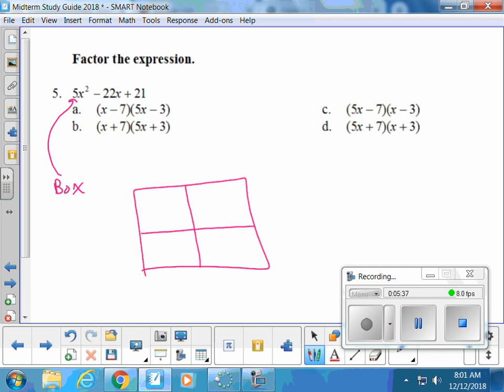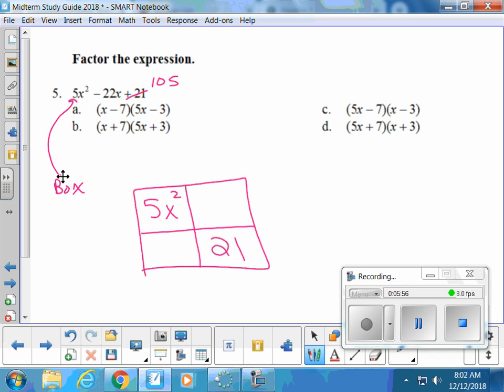Alright, so we're going to put a 5x squared in the upper left box. You're going to put a 21 in the lower right box. And just as a refresher, you want to take that 5 and multiply by the 21. It's a pretty big number. 105.